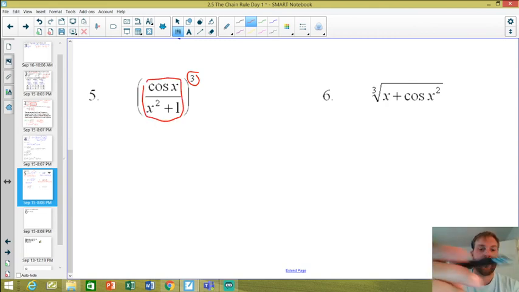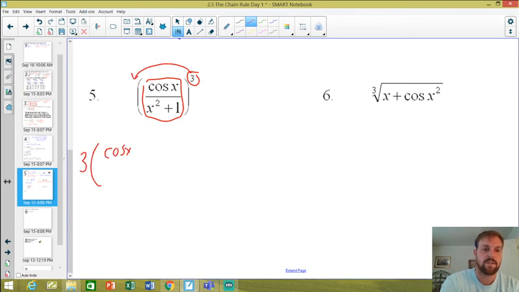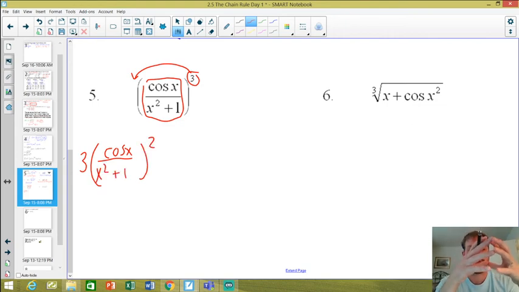So what we're going to do, I'm going to do power rule. Power rule says to bring down the 3, leave the inside untouched. Don't take the derivative of that yet. So I did power rule first. And now we're going to multiply by the derivative of the inside. The derivative of the inside is quotient rule.